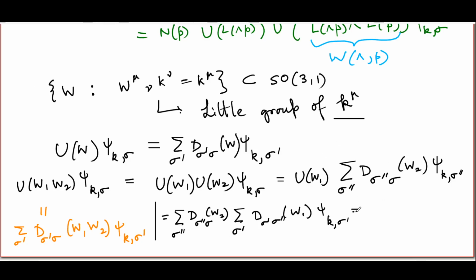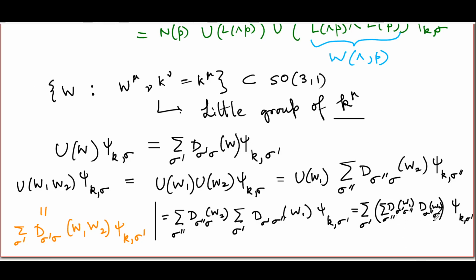Now you can simply rewrite this by changing the order of the summation. Here the summation over sigma prime is being done first, then you are summing up over sigma double prime. But if you were to alter the order, what you are going to get is the sum over sigma prime of psi k sigma prime, and inside the bracket you will have a sum over sigma double prime, and all we have to do is change the order of these two numbers to get something familiar. You are going to get d sigma prime sigma double prime of W1. Sorry that I have to write this so small, I've left hardly any space for myself. d sigma double prime sigma of W2.